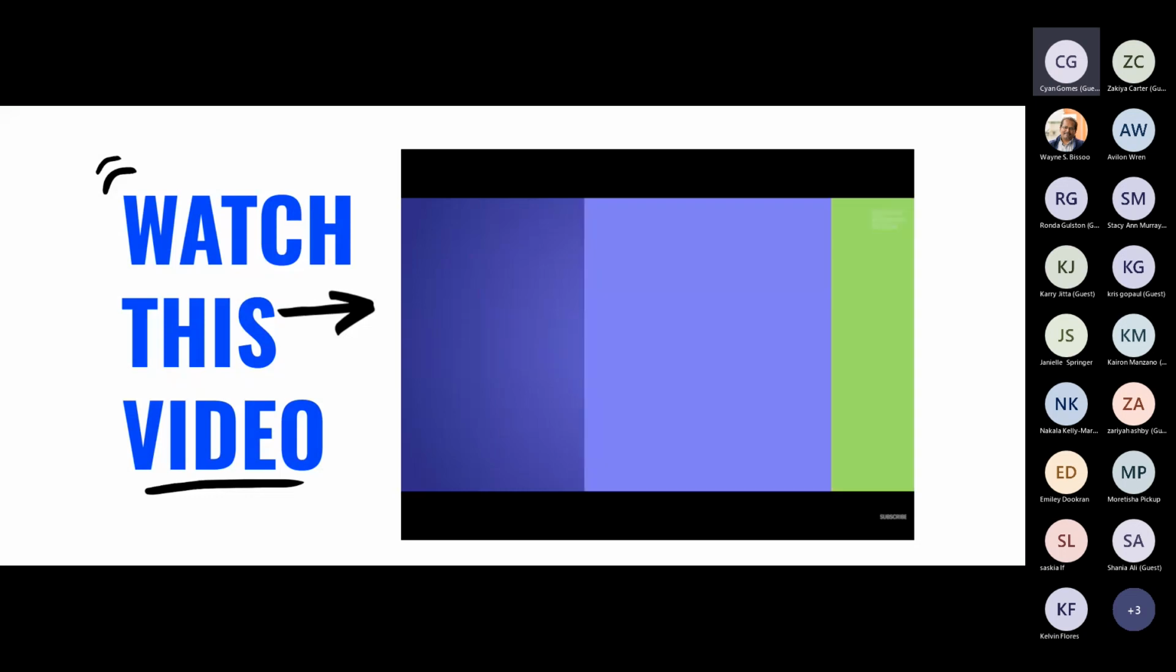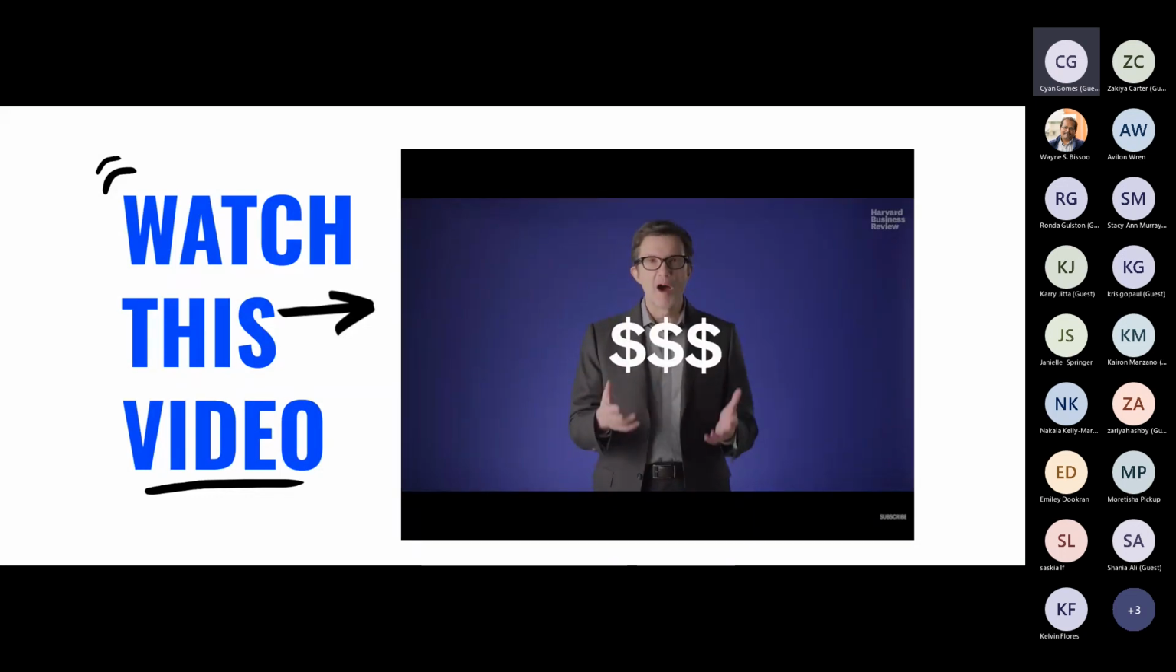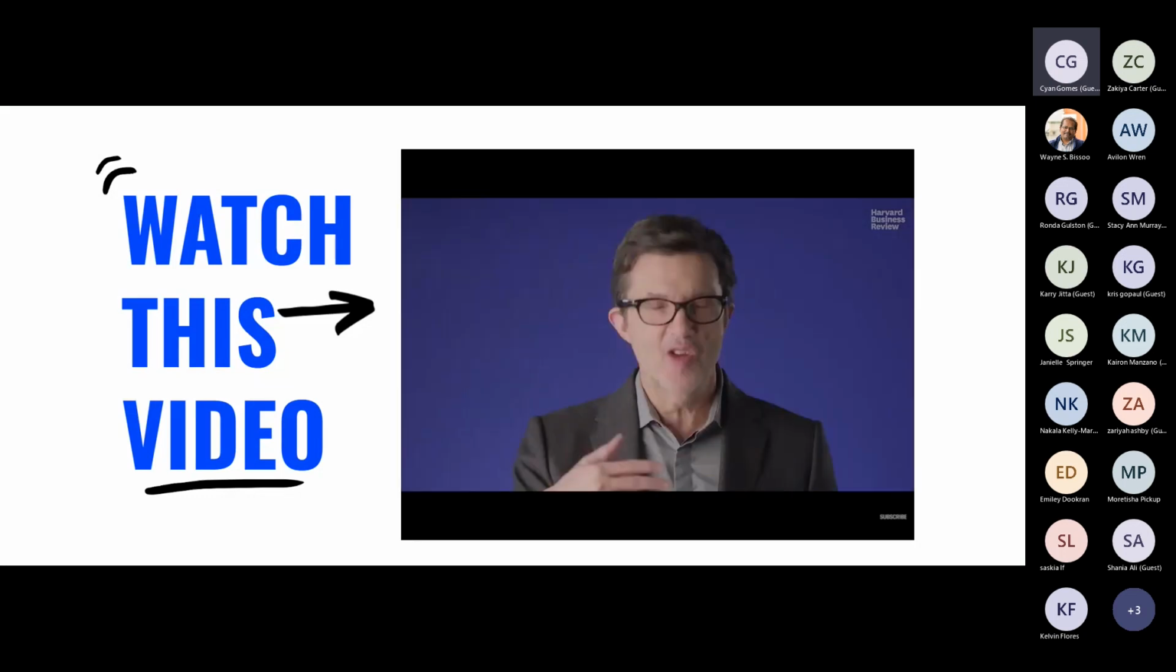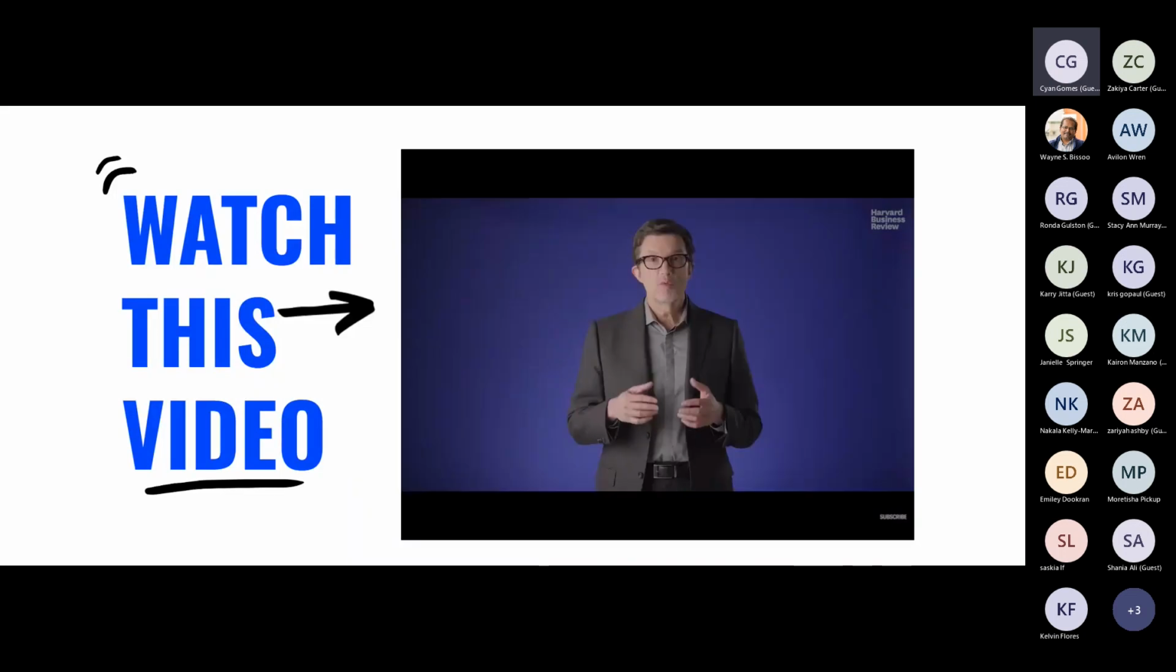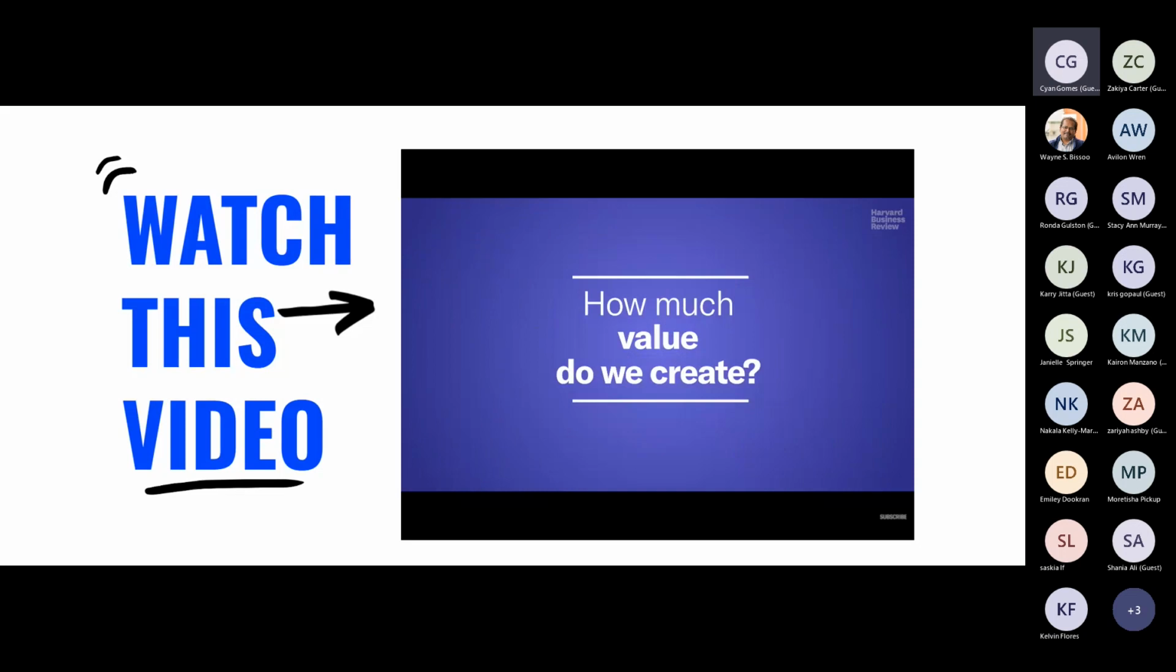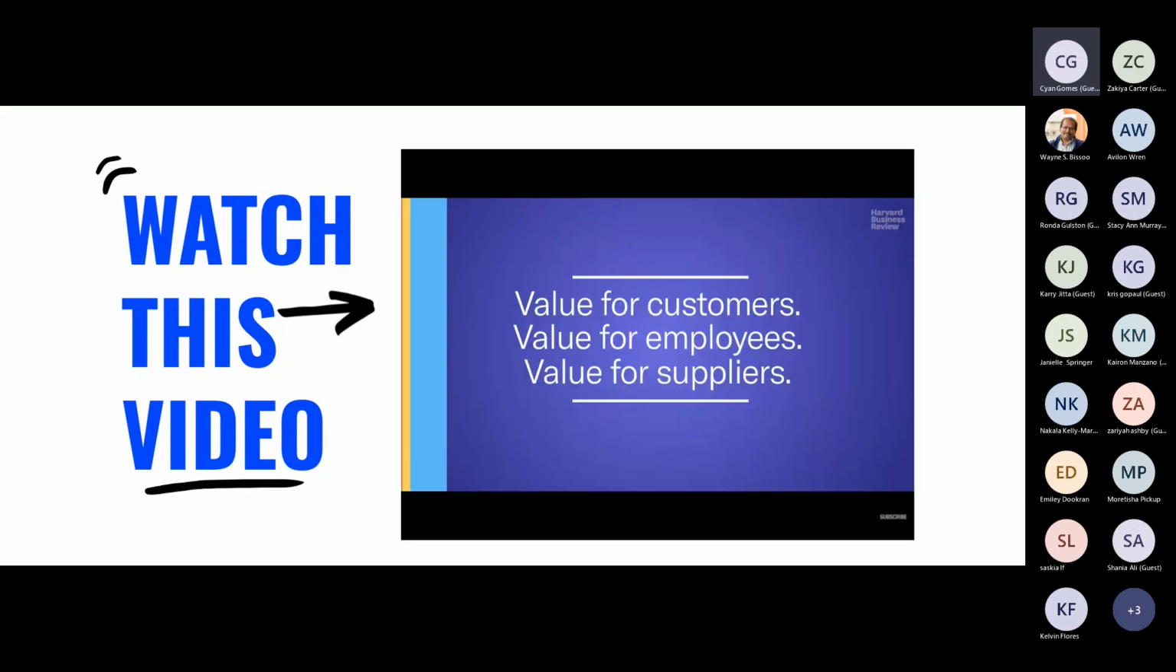Of course, it's natural to look at financials. What are your margins? What's profitability? What's the return on invested capital? And that, of course, shows the result of strategy. It's an endpoint. It's a consequence. It's not actually where we start. Strategy is about looking forward, seeing the future, planning for the future. We want to start with a sense of how much value do we create in the first place. Value for customers, value for employees, and value for suppliers.